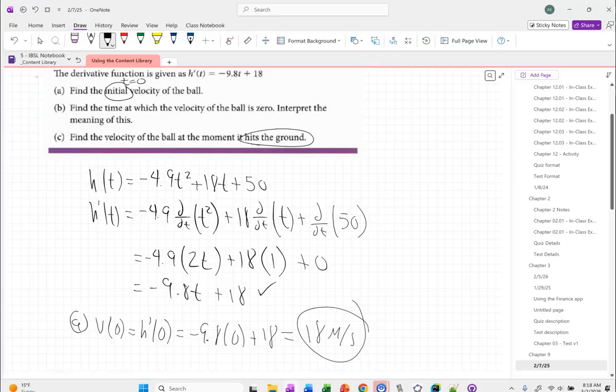What does hits the ground mean? Is that talking about a velocity, a position, or an acceleration? A position, right? What position is the ball hitting the ground? What does that mean? It's at 0 height. Perfect, yes.